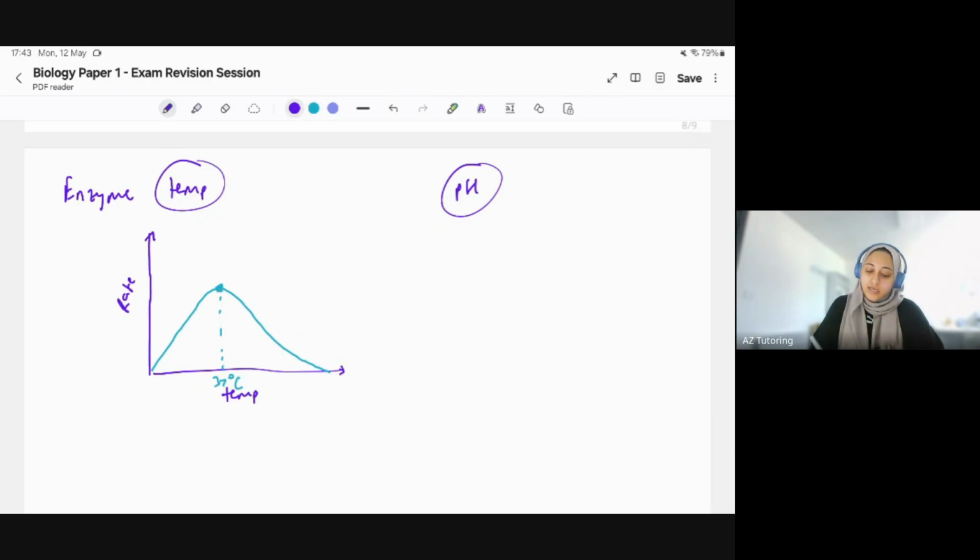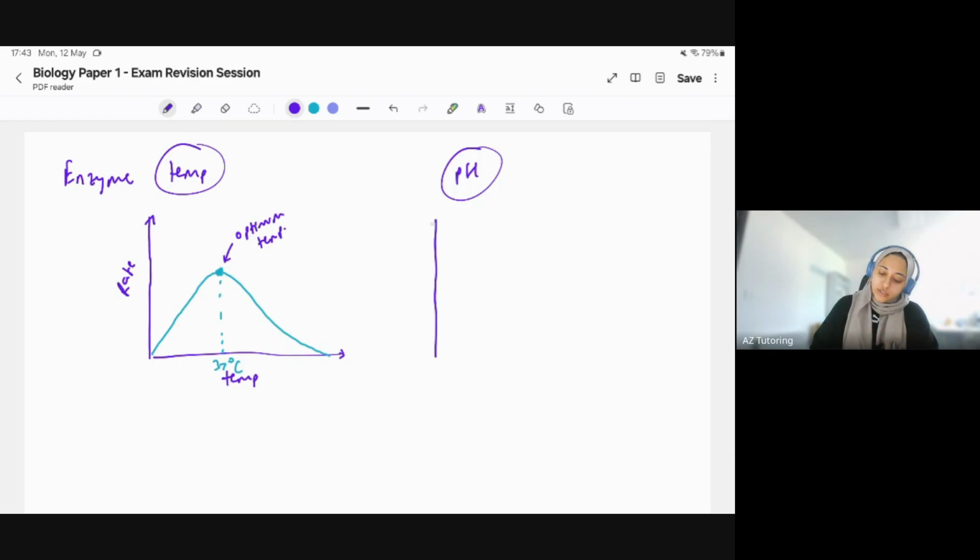After this point, the question might say, explain what's happened here. So we call this the optimum temperature. It's the best temperature for the enzymes. So what's happened? The enzymes denatured, the active site has changed shape. So therefore, no substrate can be broken down. You have to be really specific in your points. So they're your 3 points. What's happened after that?